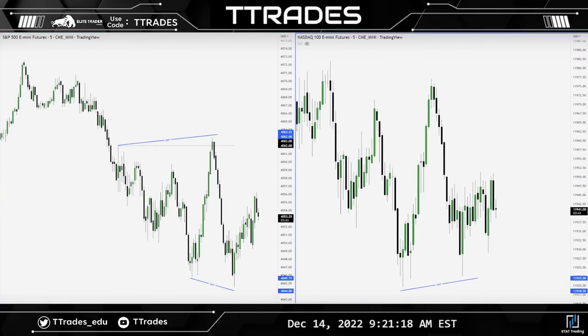So yeah, there is a little SMT with NQ there. Excuse me if you heard my sneeze. But so obviously looking at this, I would say that ES is slightly stronger in the short term here.